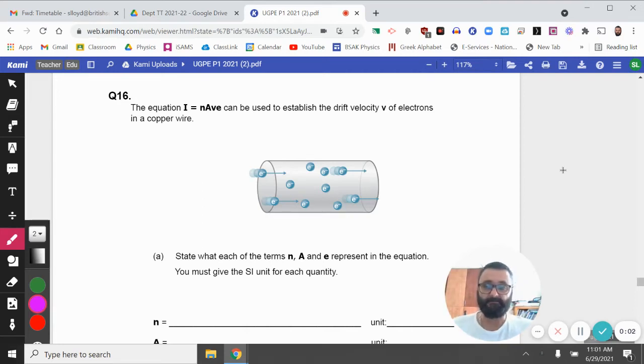Right, question 16. It's the transport equation. I equals nAve, or nAve, which is the best way of remembering it. Right, there's a nice diagram there. State what each of the terms n, A and e represent.